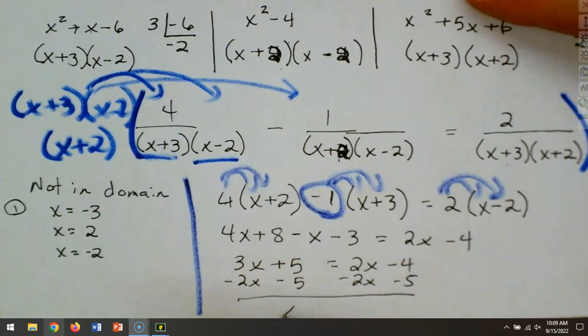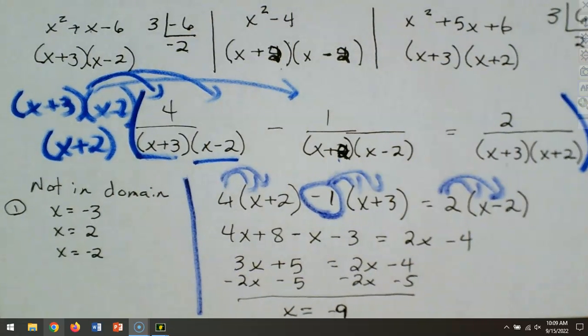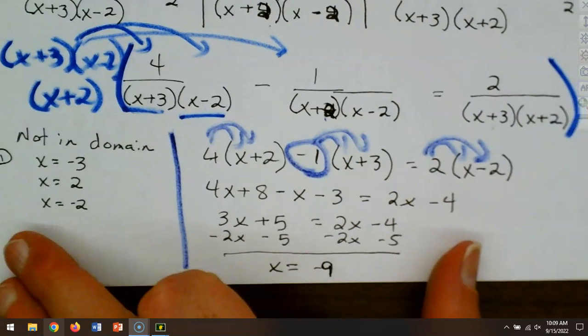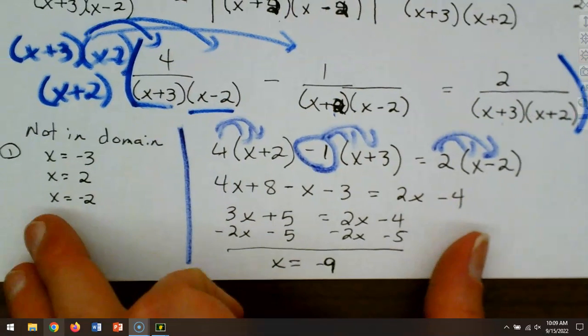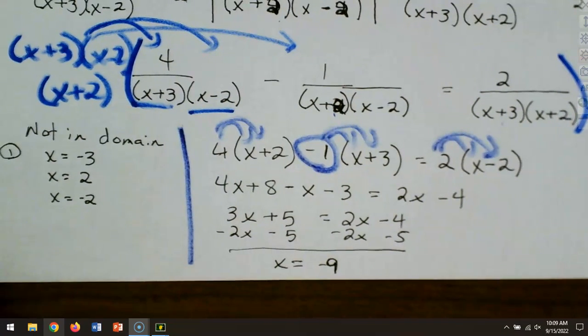And now we're going to be left with x equaling a what? Looks like when I solve it, negative 9. Now, is negative 9 a possible solution? Is negative 9 going to work? Yes. How do I know negative 9 works?